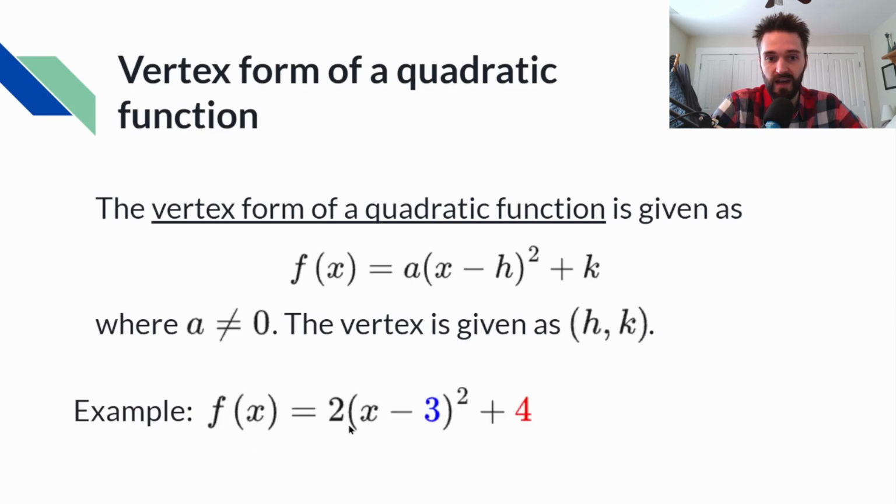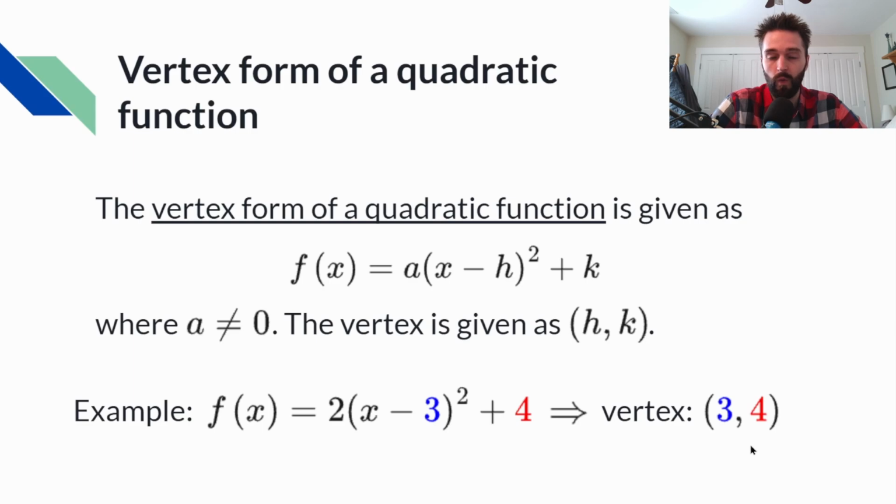Here we have f of x equals 2 times (x minus 3) squared plus 4. We have a equals 2, and h equals 3 in blue here, and k equals 4 in red. So we can just look at this equation and immediately write down the vertex, and it's at 3 comma 4.